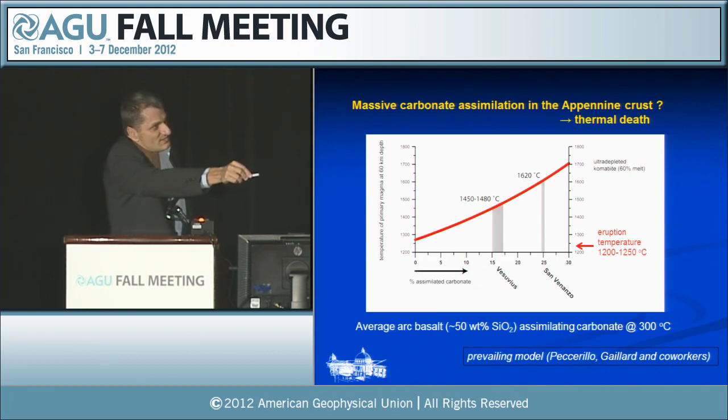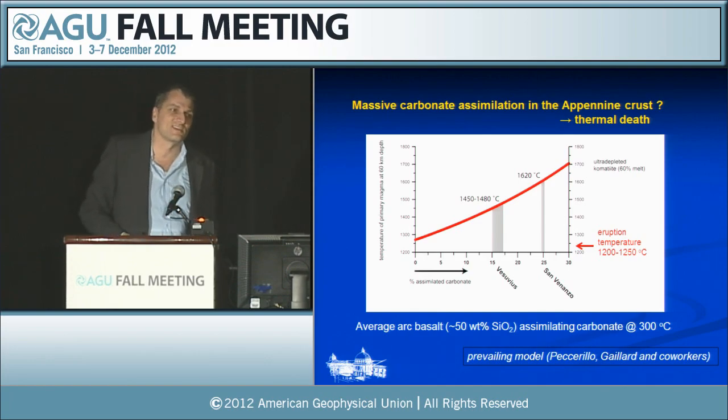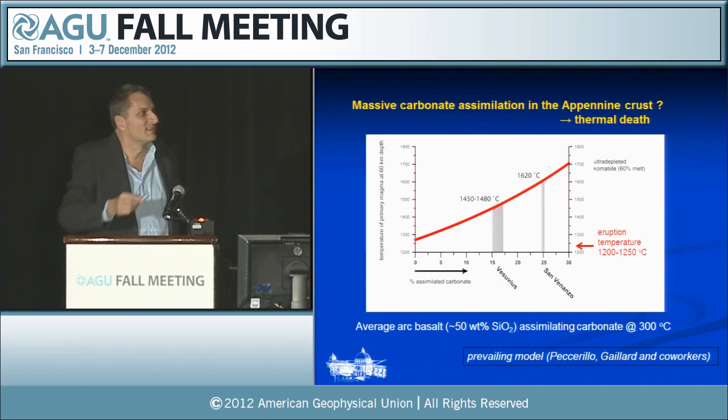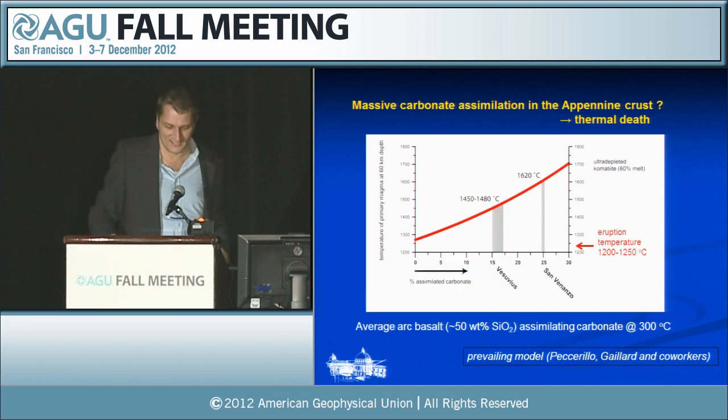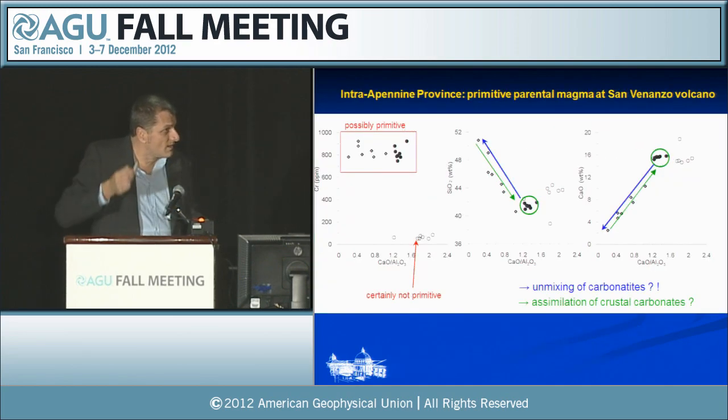If you want to get to the Sanvanansu camphogites, you would have to have a primary melt at 1620 degrees. That's absurd. That would not be alkaline rocks, that would be komatiites. And there's nothing like that in Italy. Okay.